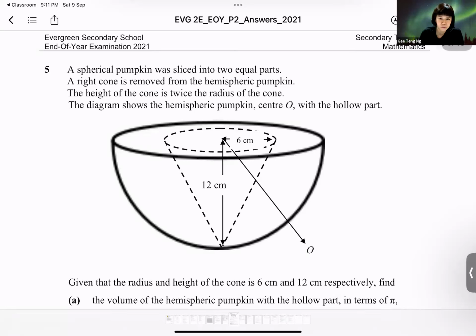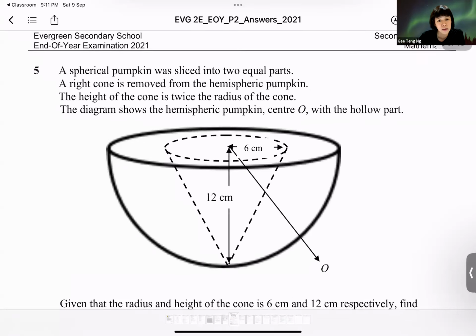Now, in this part of the video, I'll be going through Evergreen end of year Sec 2 2021 paper 2. In the previous video, we stopped at question number 4. So today, we're going to continue with questions 5, 6, and 7 using the answer scheme available for our marking. The answer scheme can be found in the Google Classroom. Right, so let's begin with question number 5.